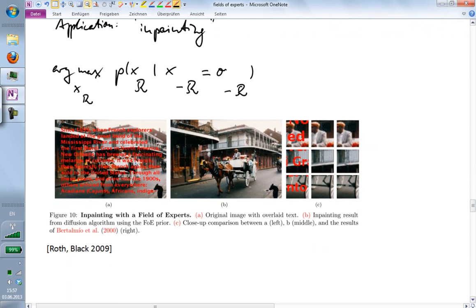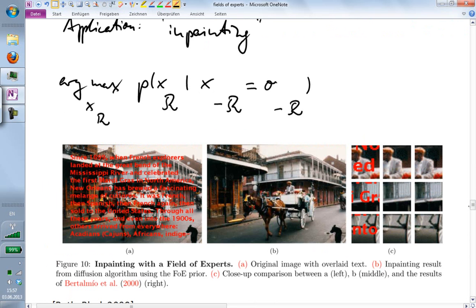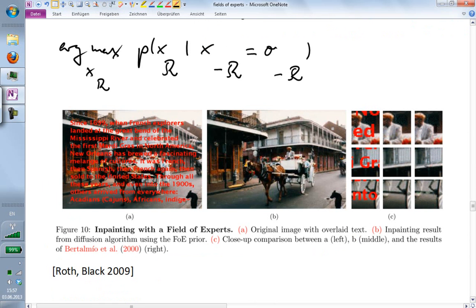Well, and actually in B, I think that looks pretty nice. And then on the right-hand side, you have an inset. So this would be the image to be filled in. Then in the middle column is some competing method. And in the final column is what field of experts do. Or is it the wrong way around? Okay, excuse me. So C was the competitor, and this was the field of experts.